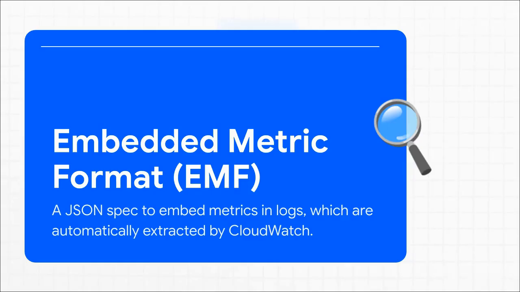First, let's meet our secret weapon, the Embedded Metric Format, or EMF. Now, instead of firing off a metric directly to CloudWatch metrics, you just write a specially structured JSON log. CloudWatch is smart enough to see this special format, pull out the metric data for you automatically, and, here's the key part, it keeps all that rich context right there in the log. This is a total game changer.